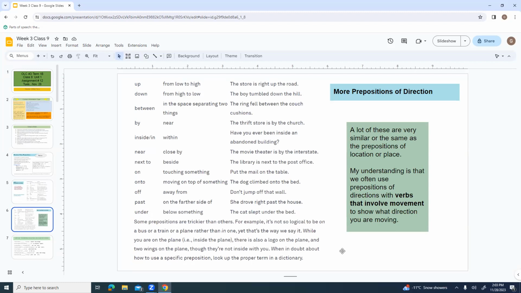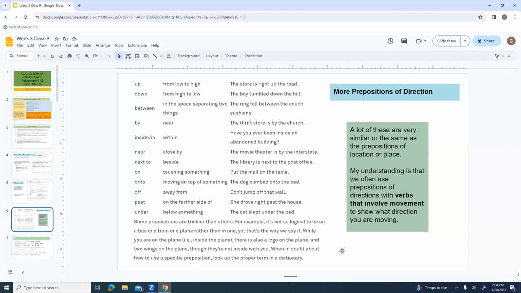For example, it's not really very logical to say you're on a bus or on a train or on a plane rather than saying you're in one, because really we are in one, but that's just how we say it. It's what they call idiomatic. In other words, it doesn't necessarily make sense if you just look at the literal words, but it becomes a phraseology that is how we say that in English. And every language has idiomatic phrases, right? But with prepositions, you sometimes have to memorize how they get used.